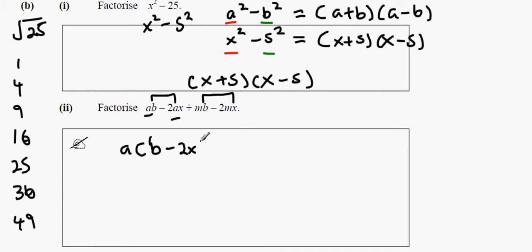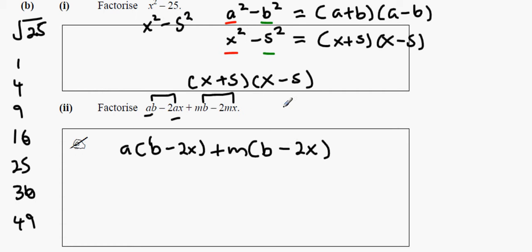Okay? The next one, we notice that they both have the letter m in common, so it's going to be plus, take out the letter m, and then m multiplied by b is mb, that's correct, and then you've got to get minus 2x, because m multiplied by minus 2x is minus 2mx.